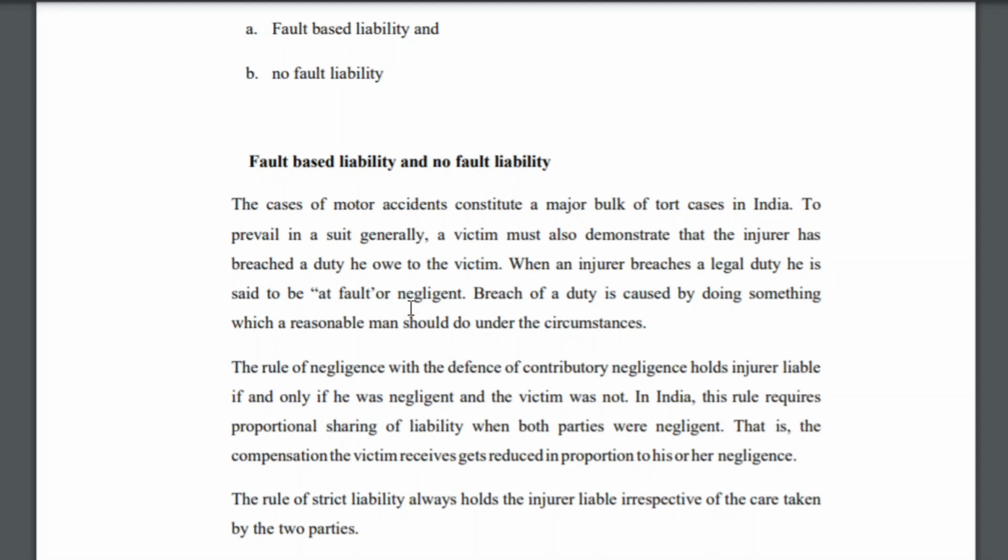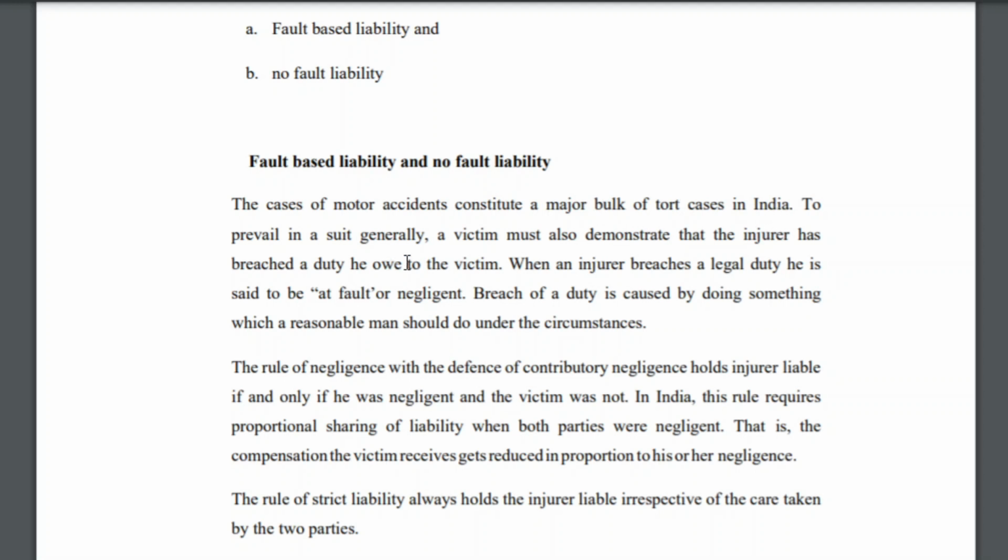Here under the fault based liability, we can see the concept of negligence. Here a number of literature has been given, but we don't have the time to discuss all these things. I wanted to give certain ideas with regard to fault based liability and no fault liability. Under fault based liability, negligence was an important element.